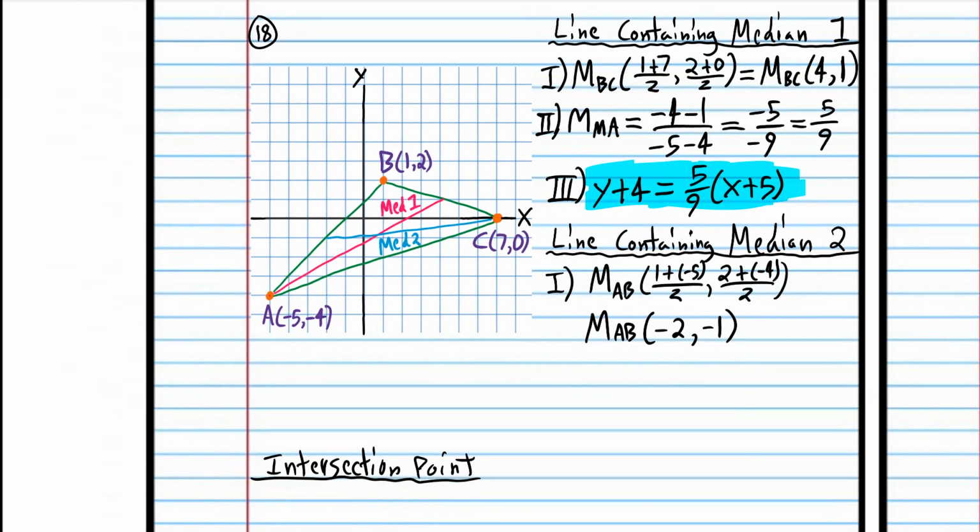So step 2 is to find the slope of the line containing that median, and we have 2 points. We have point C and we have the midpoint we just found. Those 2 points are on that line containing the median, so we can use those 2 points to find the slope. So we want to find the slope of the line containing the midpoint we just found and C.